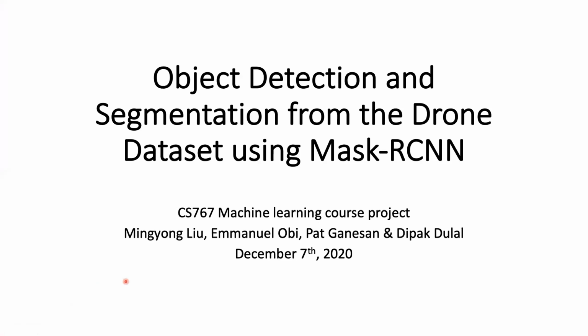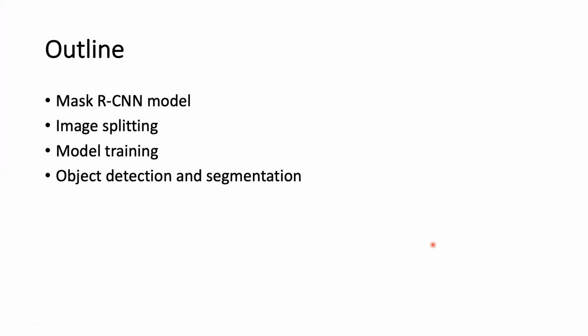All right, so my name is Mio, and these are my group members, Obi, Pat, and Deepak. They've been very helpful in putting these things together. The title of my talk is Object Detection and Segmentation from the drone dataset using the Mask RCNN. From the title, you know that we use this state-of-the-art model, Mask RCNN, to perform the object detection and segmentation from the drone dataset.